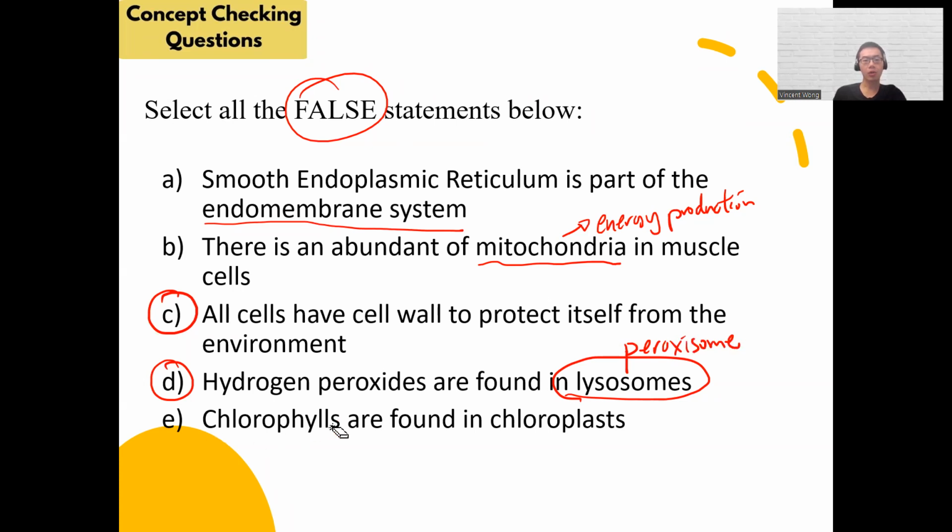Okay. Chlorophylls are found in chloroplasts. That is correct. We just learned that. Well, actually, we learned last class as well. So the correct answers, the ones that are false, are C and D. Does anybody have any question about this?